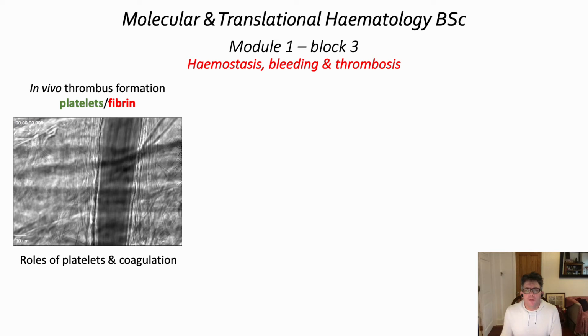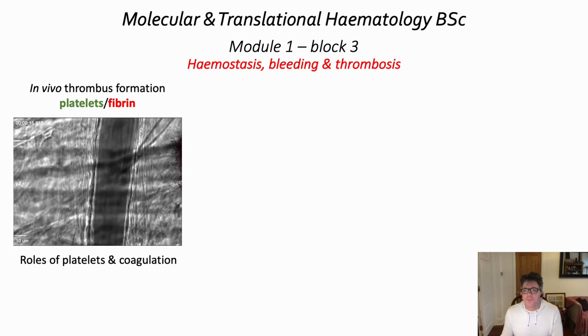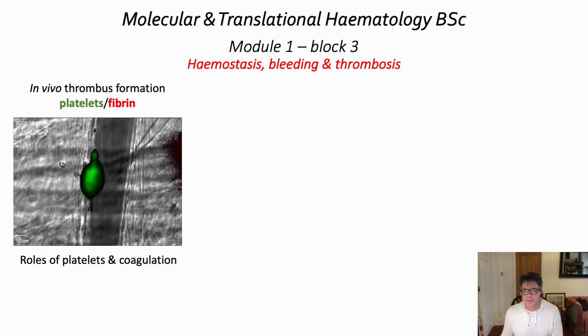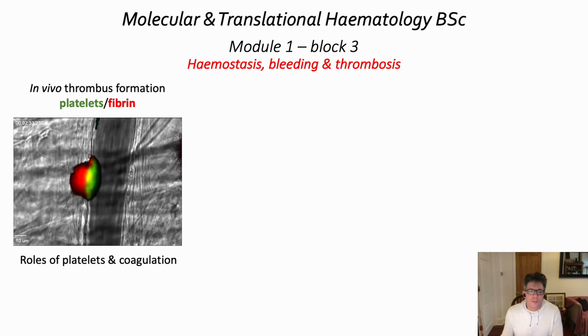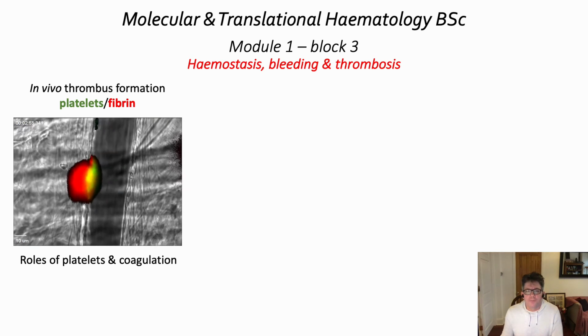Block 3 of the Molecular and Translational Haematology BSc covers hemostasis, or blood clotting. Blood clotting, as shown in this video, involves the specific recruitment of blood platelets, shown in green, to the site of vessel damage. Thereafter, the coagulation cascade catalyzes the deposition of fibrin, shown in red, that holds these platelets together.